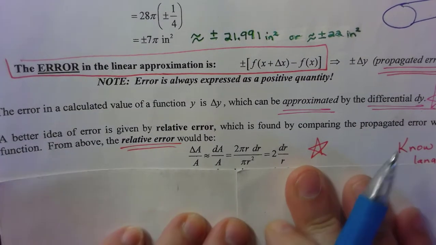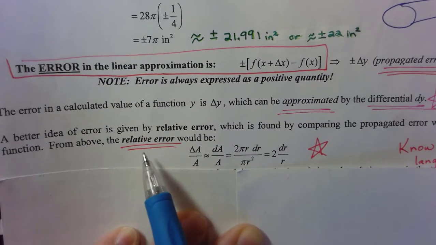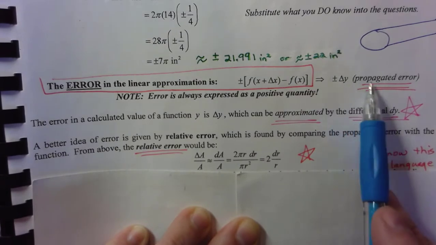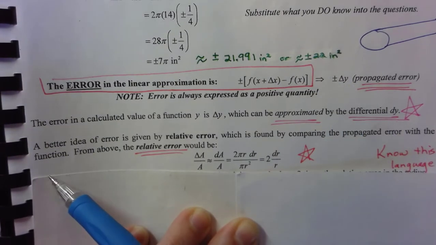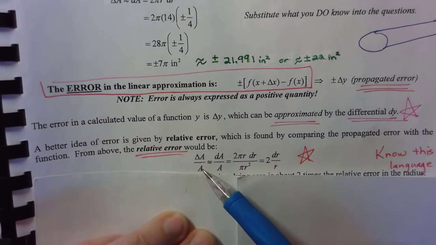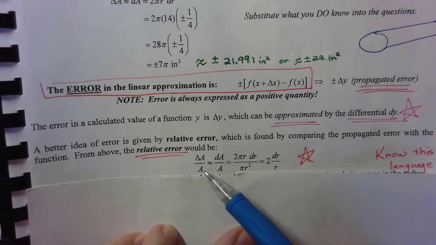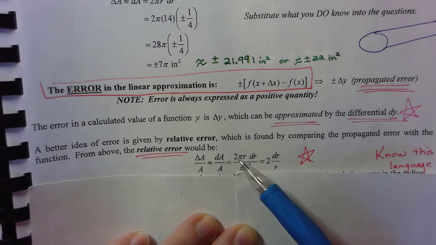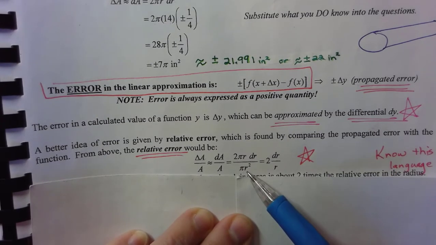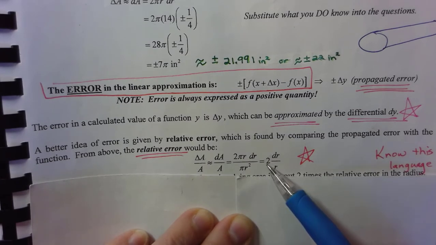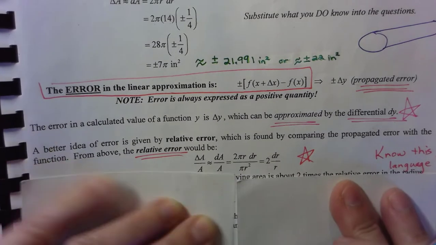Now, a better idea of error is given by what is called relative error, which is found by comparing the propagated error with the function. From above, the relative error would be the propagated error compared to the actual area. And we're going to approximate it by dA over A. Now, dA was 2 pi r dr. A is pi r squared. You can see the pi and one of the r's cancel. So I get the relationship of dA to A is 2 dr over r.